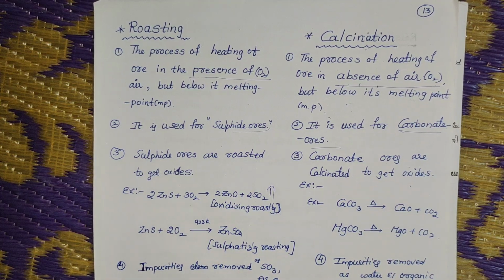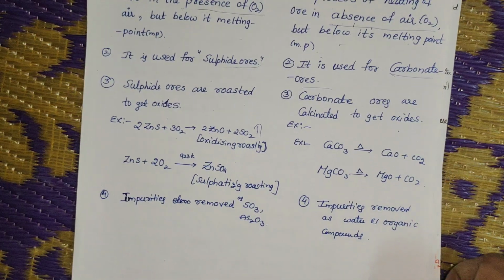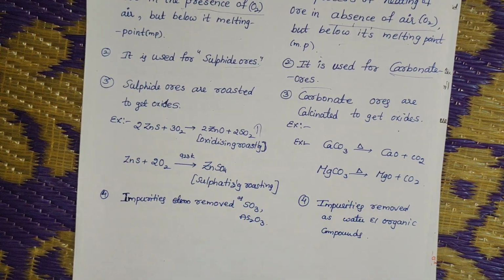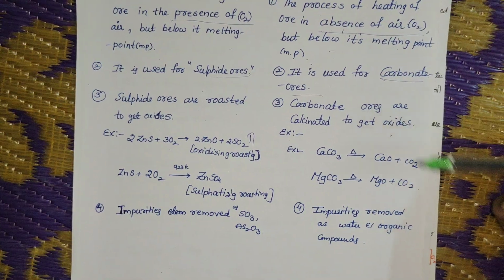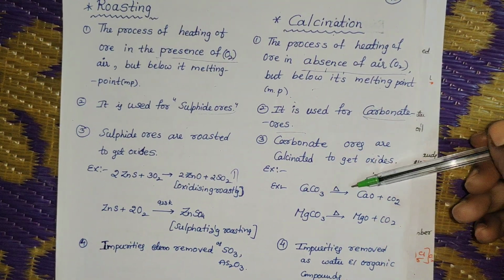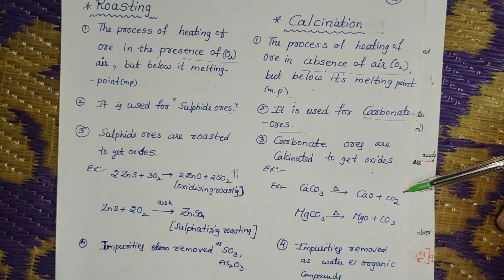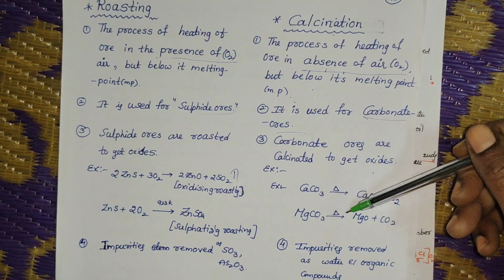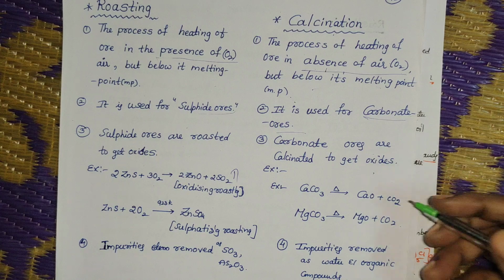Here impurities are eliminated as sulfur trioxide and arsenic trioxide. It is an extra point, useful for MSET also. Next, calcination: for what purpose, beta? Carbonate ores. Calcium carbonate, when we heat, calcium oxide and carbon dioxide are released. Magnesium carbonate, when we heat, magnesium oxide and carbon dioxide gas are released.